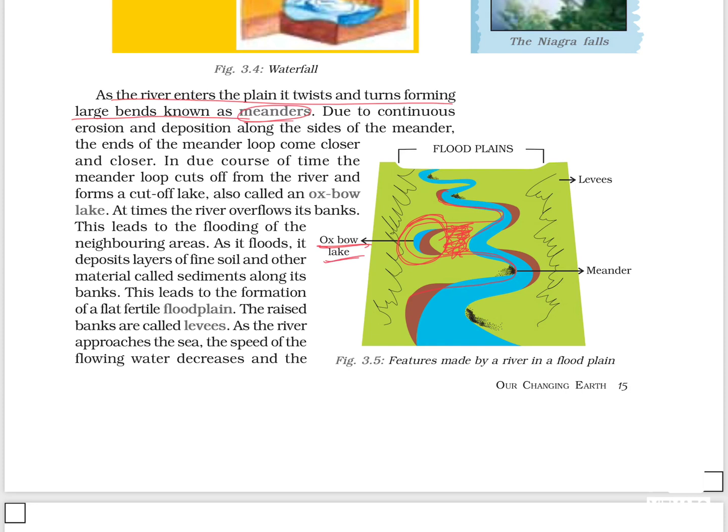Sometimes the river overflows its banks. It leads to the flooding of the neighboring areas. So as it floods, all the depositions of fine soil and material called sediments come to the banks. This leads to the formation of a flat, fertile floodplain. Another important point here is levees. See, when the river is flowing like this, depositions are taking place on the sides, and these side banks are raised up. These raised up banks are called levees.